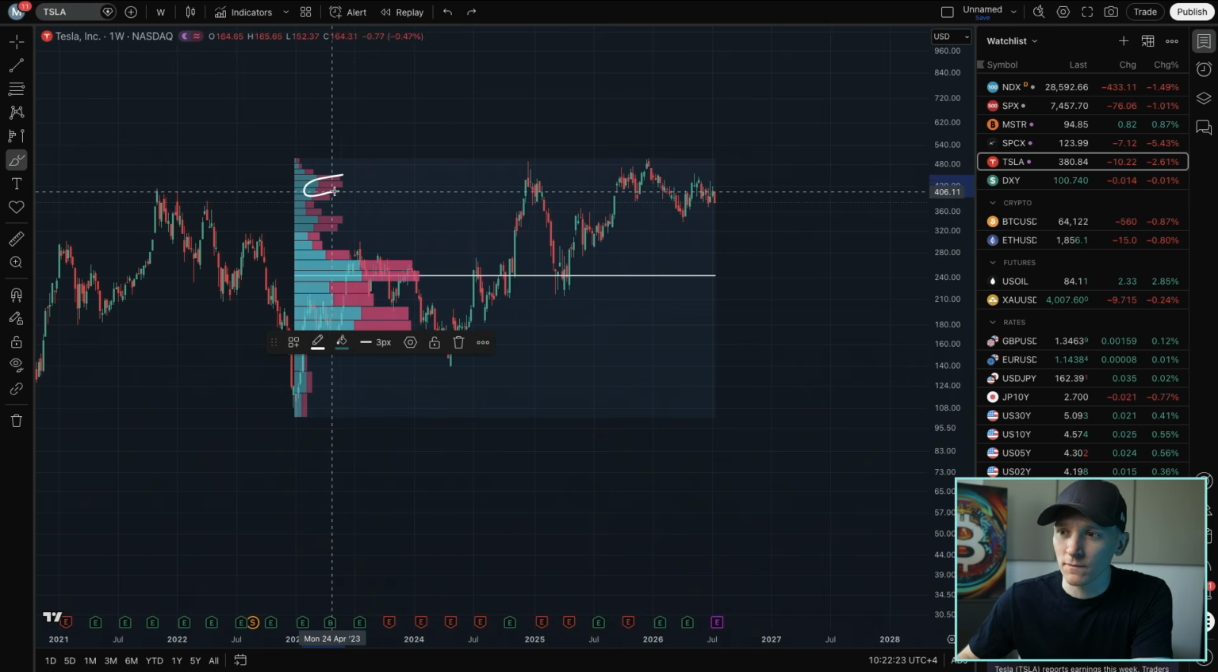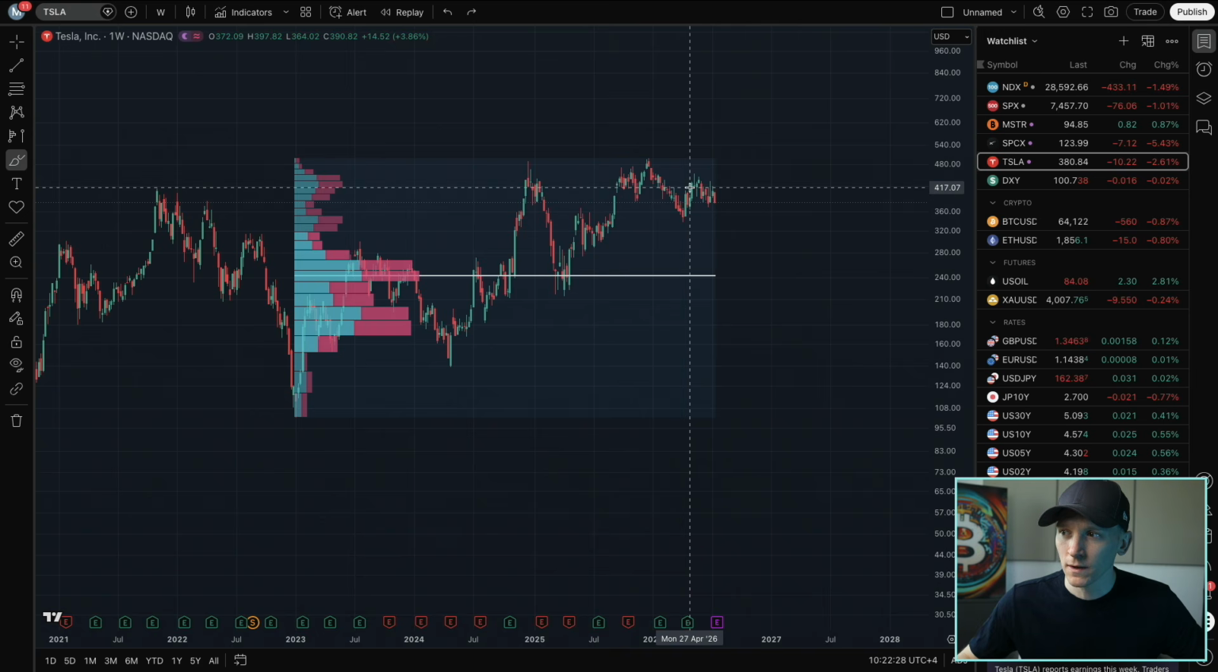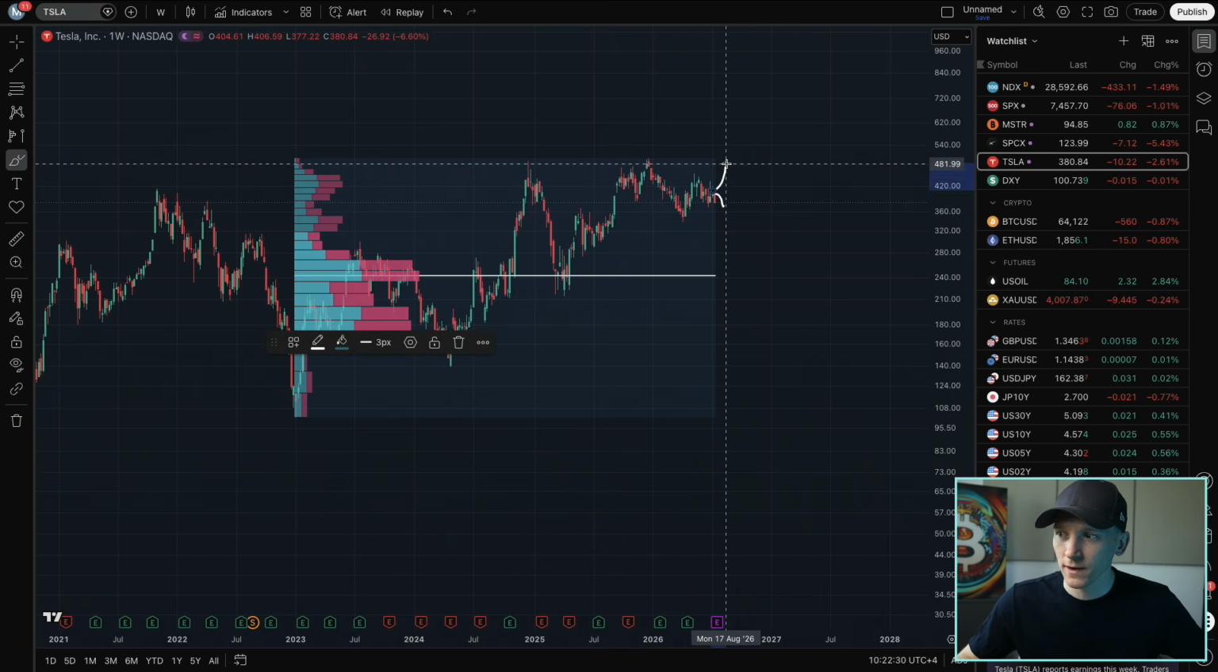You're also seeing volume start to pick up around this level as well. This is clearly a consolidation with a lot of volume. So you would be looking for potentially a break here to the up or downside after that consolidation is over.